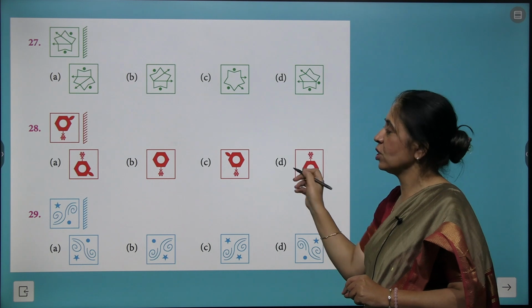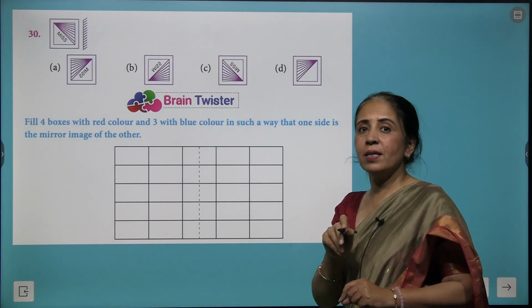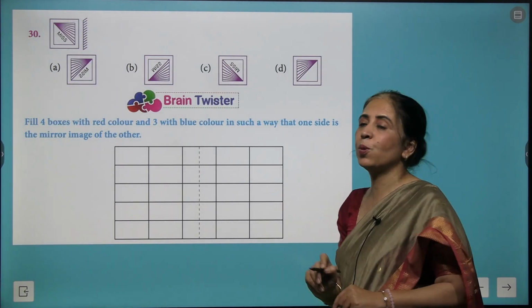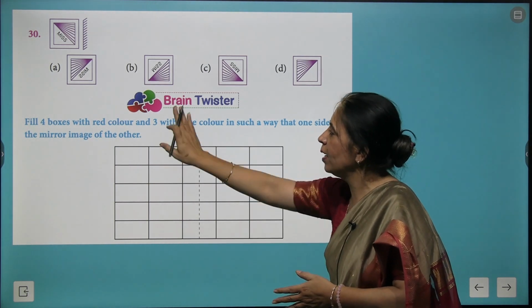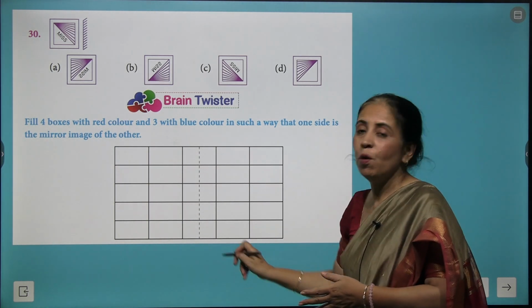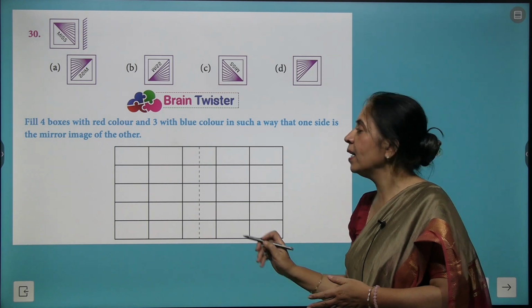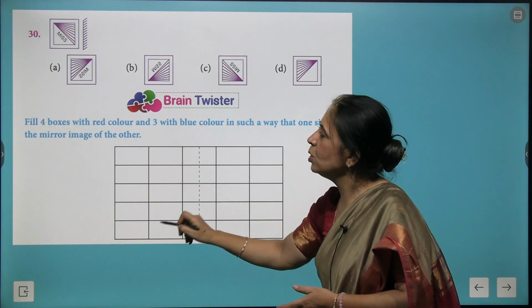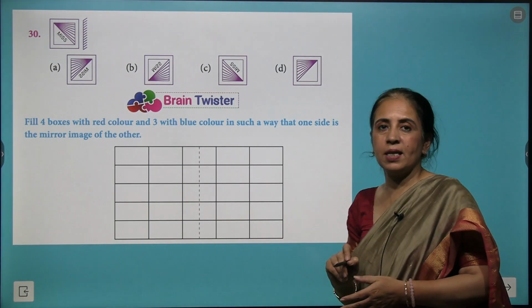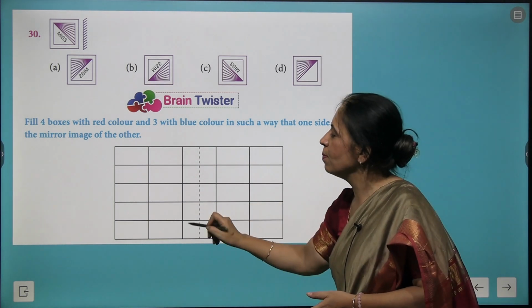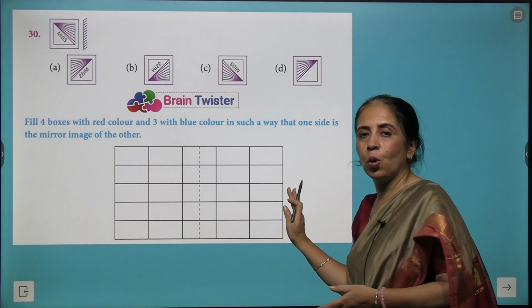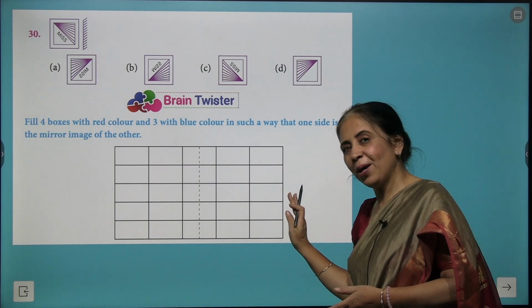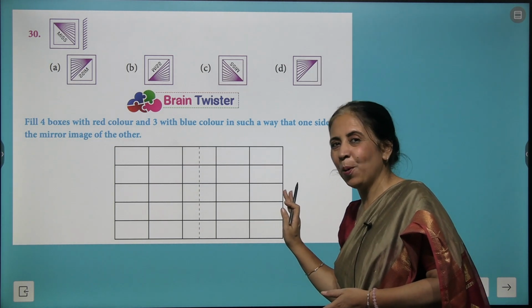So your time begins now, and we have a brain twister where you are going to shade one side of this dotted line, which we call a mirror image line. And here you are going to color 4 boxes in red and 3 boxes in blue, and the exact mirror image is to be made on the other side. So are you ready to start? Here we go.